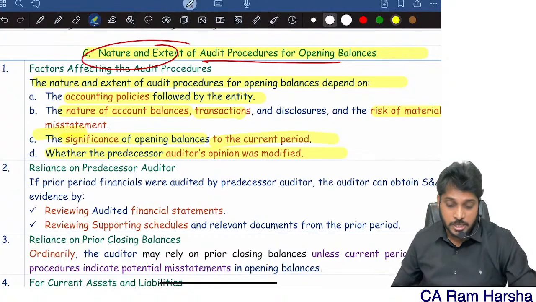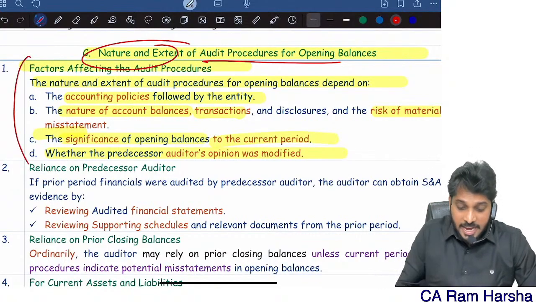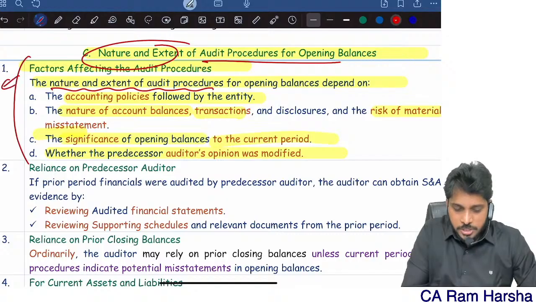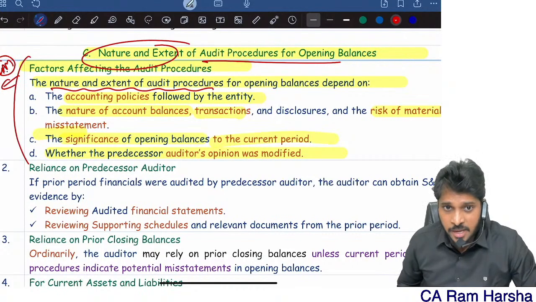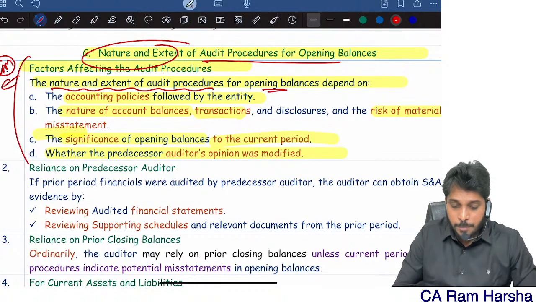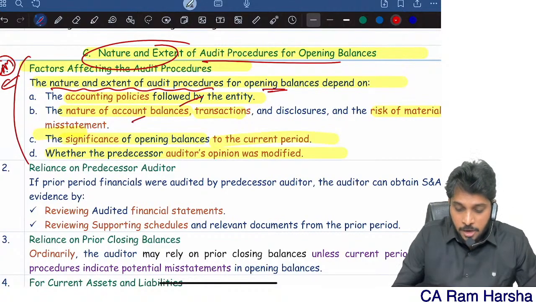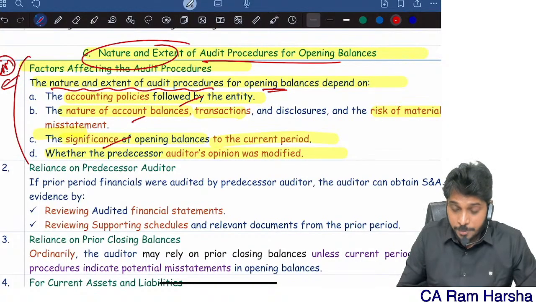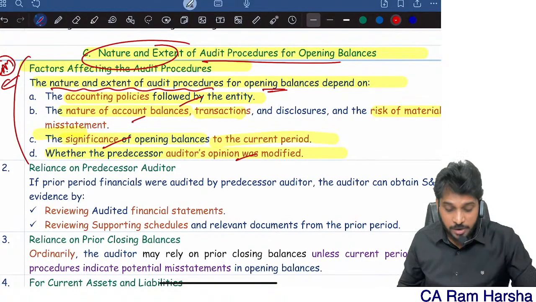So that also you should see. Factors affecting nature and extent of audit procedure, a 4 marks question straight away. What are the factors that affect nature and extent of audit procedures for opening balance? What accounting policies they are following? What is the nature of accounting balance? Significance of opening balance? Whether the prior period auditor has given a modified opinion.